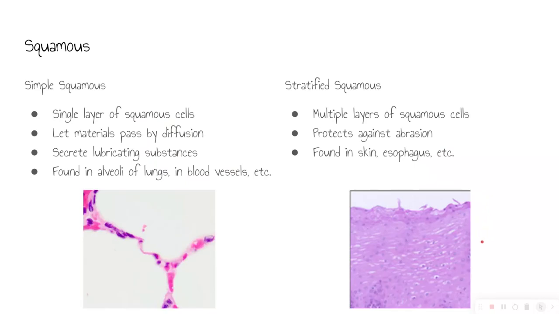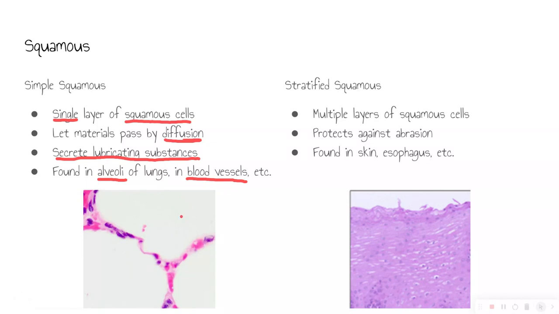All right, so let's take a look at squamous cells. If we have simple squamous cells, that's going to be a single layer, because remember, simple, single. So it's going to be a single layer of squamous cells. These simple squamous cells let materials pass through by simple diffusion. They are also going to secrete some lubricating substances. You're going to find this simple squamous epithelium in the alveoli of the lungs, in blood vessels, and in a few other places.